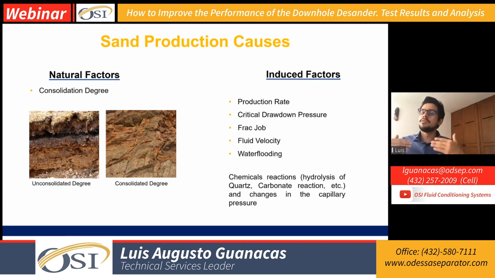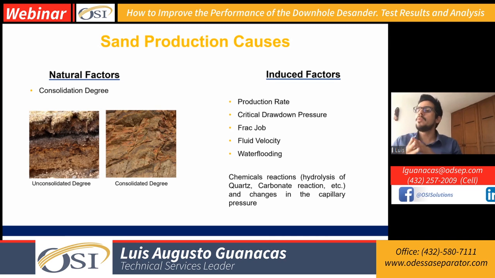So prior to drilling, prior to the production of the well, you need to start designing your sand control. That's why it's so important that the reservoir engineer and the geologist characterize your reservoir and identify if you are producing from a consolidated rock or maybe an unconsolidated rock. This is the first factor that produces sand production.